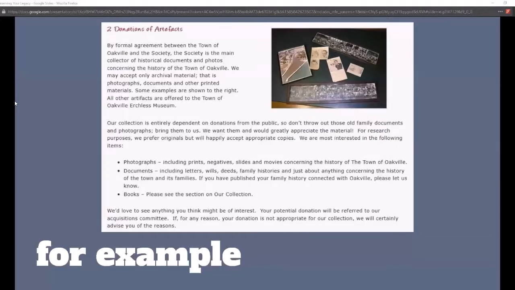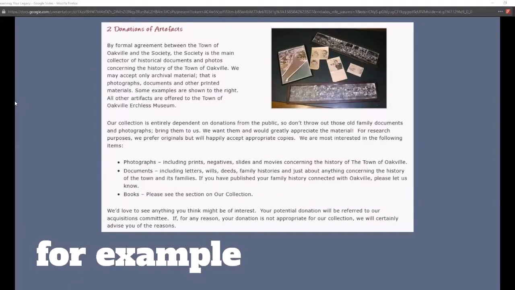Here are some examples. This is the Oakville Historical Society. This is straight off of their website. They accept donations of artifacts. Their collection is entirely dependent on donations from the public, so don't throw out your family documents or photographs. They love photographs. They love documents, including letters, wills, deeds, family histories, and they accept book donations as well.